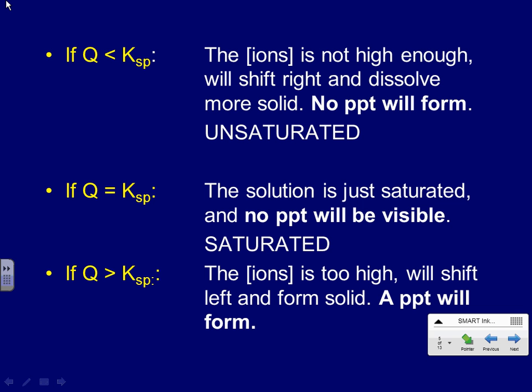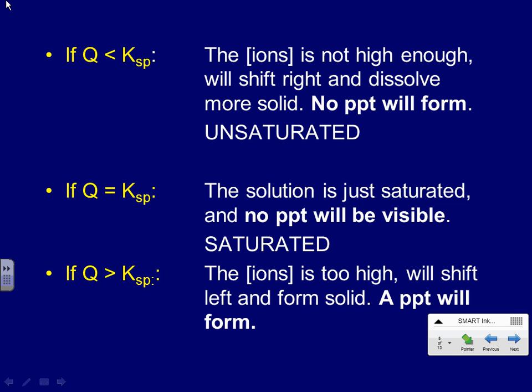If the Q is equal to the K, then we have a perfectly saturated solution. That would be quite a coincidence to actually make in a lab, a perfectly saturated solution. It would probably be difficult to get the concentrations perfect. But theoretically, if the Q is equal to the K, it's perfectly saturated. It's not going to crystallize. There's just the right amount of ions that can be held by that solution.